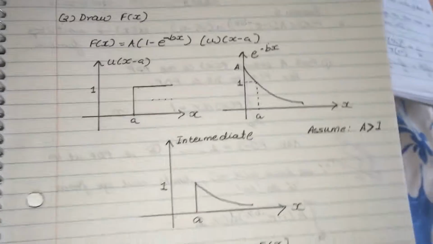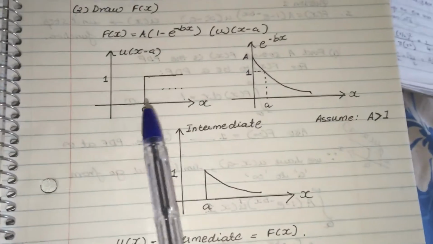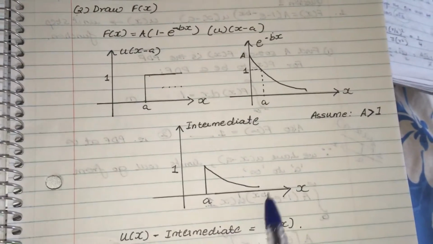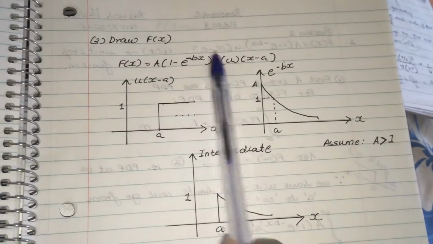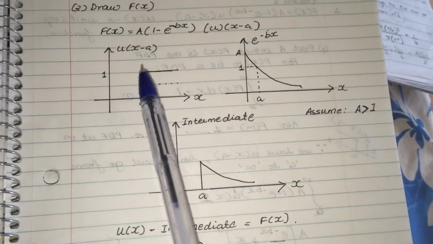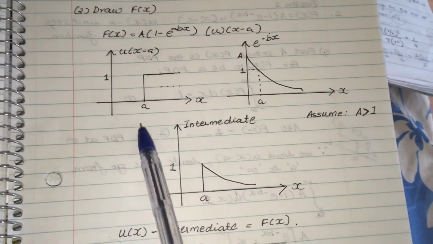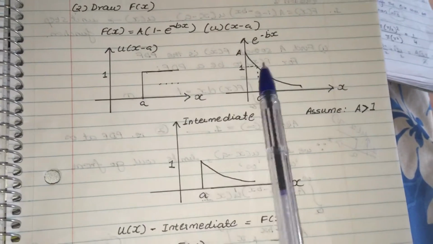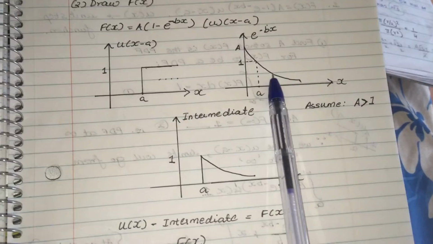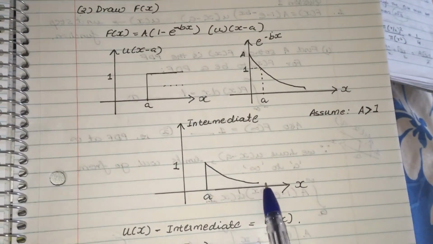So we'll have an intermediate step. So basically this minus this into this will give you this. So you did this multiplied by this, which gave you this. Everything between 0 to a will be 0, and everything between a to infinity will be 1 multiplied by this point here, which will basically give you something like this, starting from a, assuming that a is greater than 1.